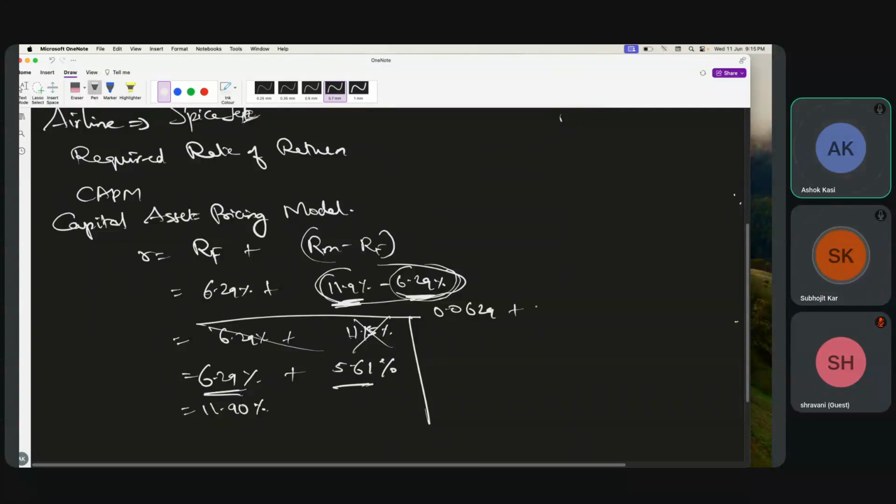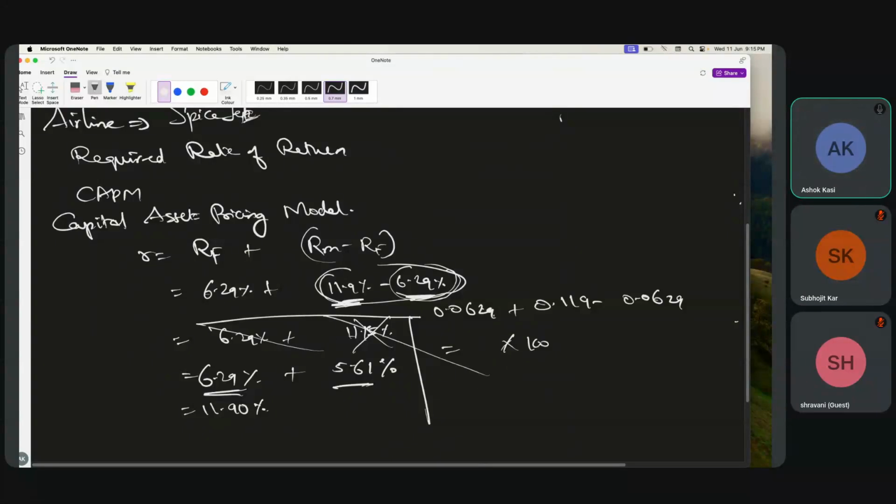0.0629, plus beta, I have to speak about beta as well, times 0.119 minus 0.0629. This way also you may calculate, and after calculating all, just multiply by 100 to convert it into percentage. This is how you are supposed to do it.